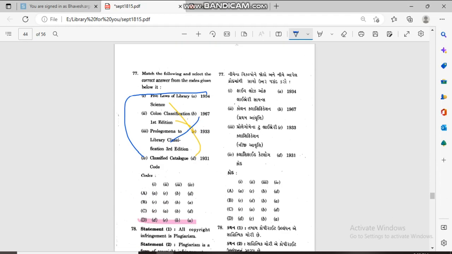Five Laws of Library Science published in 1931. Colon Classification first edition in 1933. Prolegomena to Library Classification third edition 1967. Classified Catalogue Code in 1934.